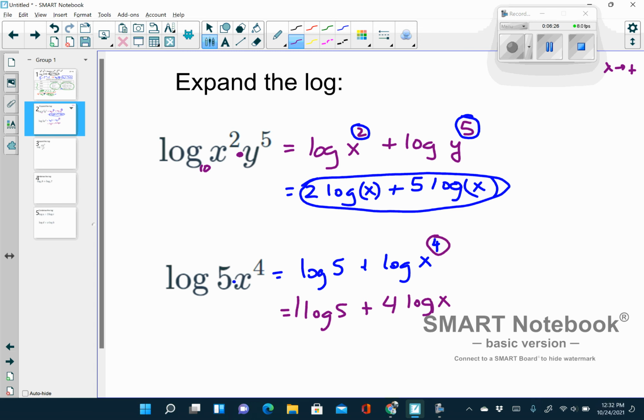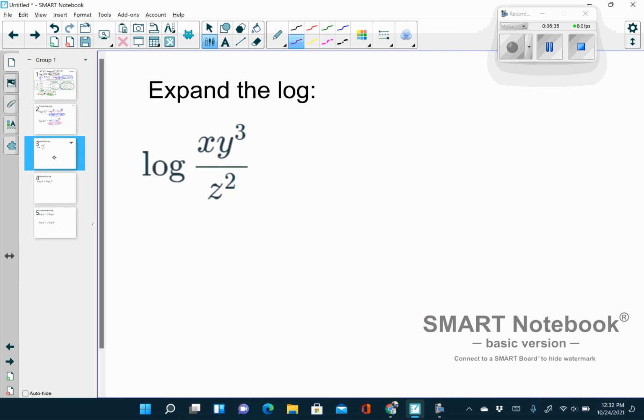Okay. If you are wondering why this rule happens, let me know and I'll go over that with you in class. Okay. All right.